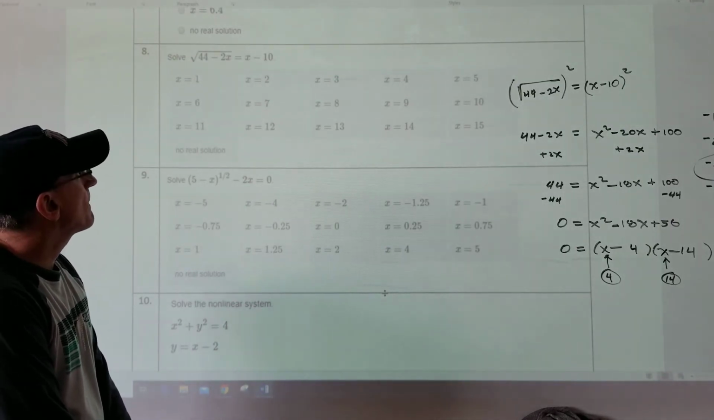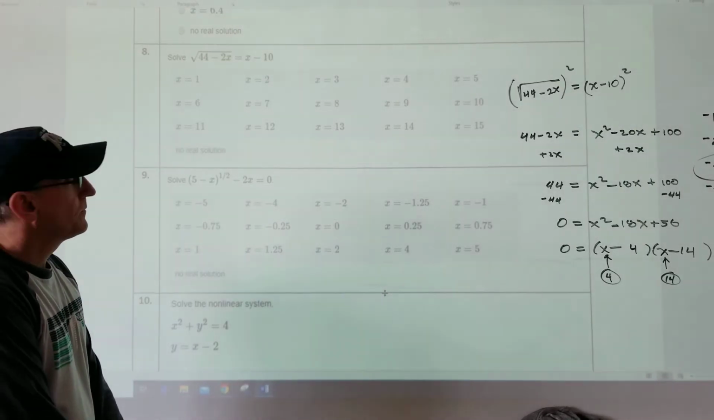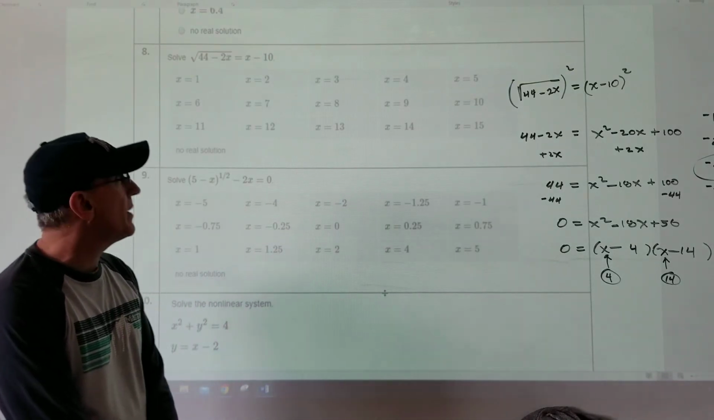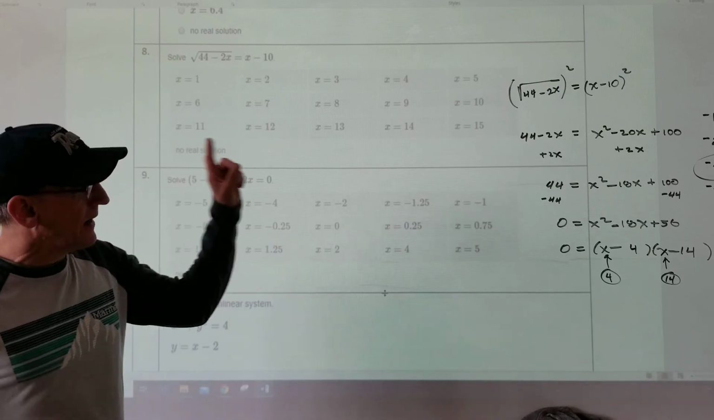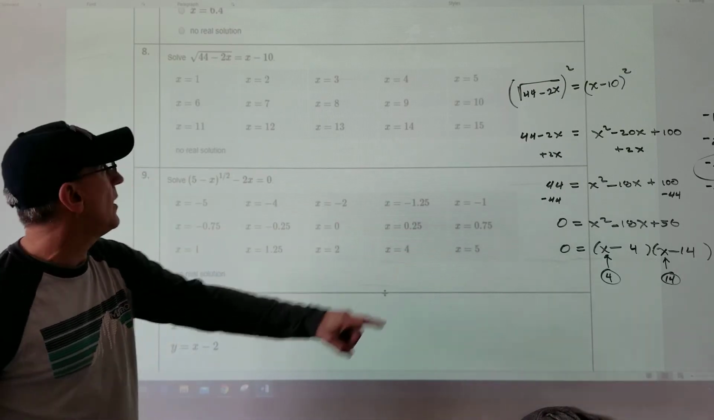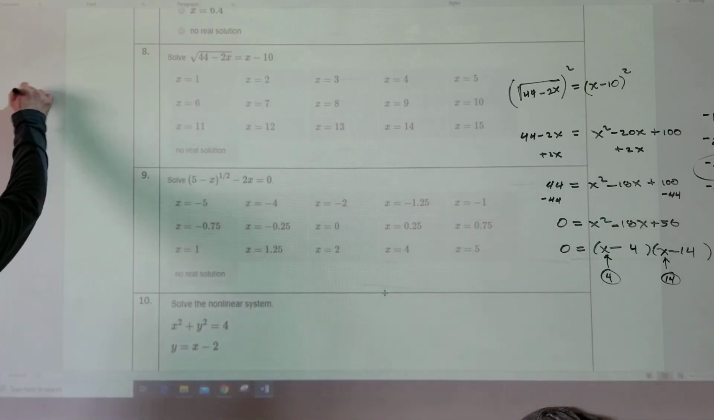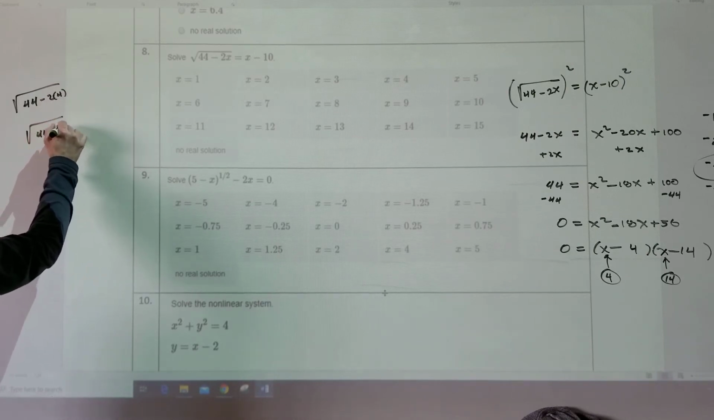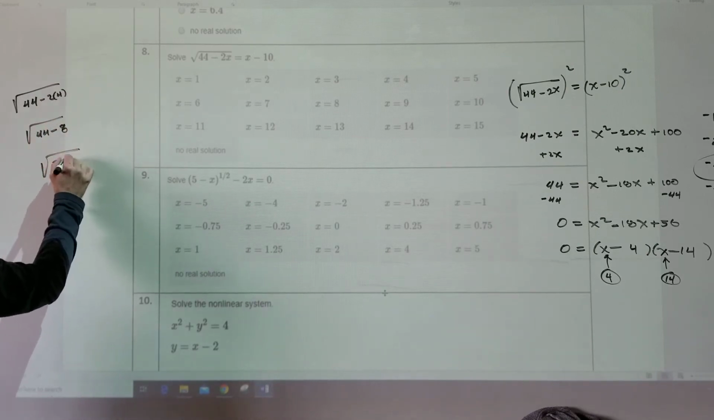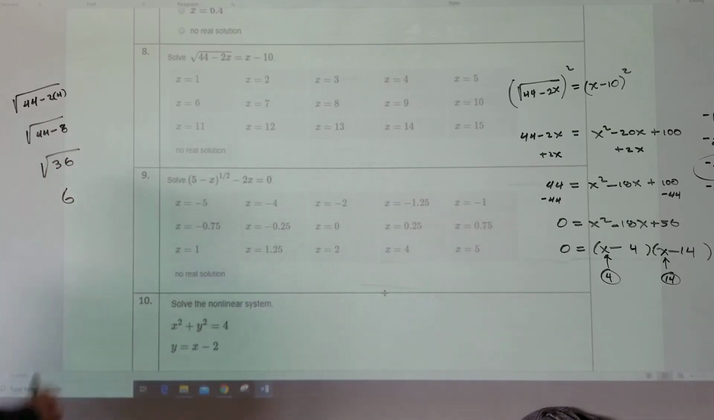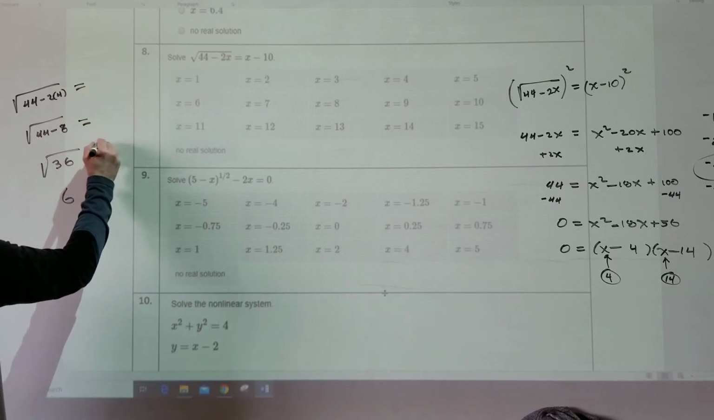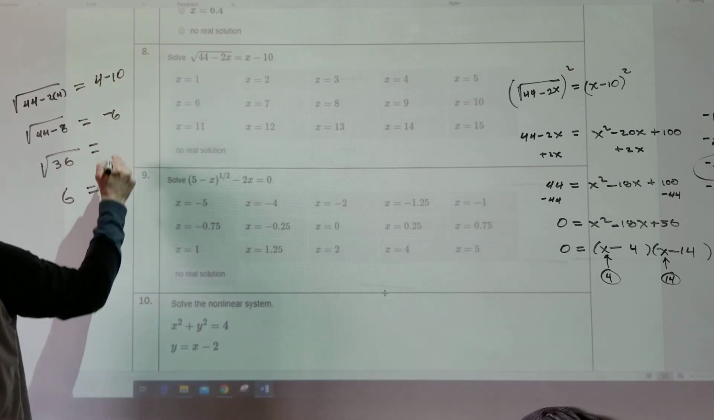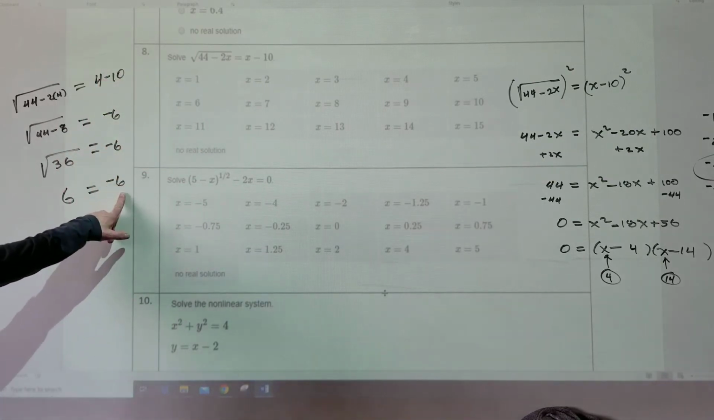Well, do they? The answer is no. What? Yeah, one of those is an extraneous solution. I'm going to go ahead and reveal the identity of the bad guy right now. The bad guy over there is the 4. Why? Well, up here, the square root of 44 minus 2 times 4 is the square root of 44 minus 8, which is the square root of 36, which is 6. But on the other side of the equation, you put the 4 and you get negative 6. Those aren't equal.